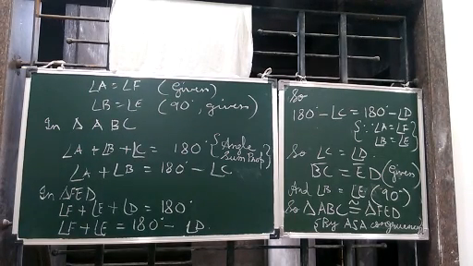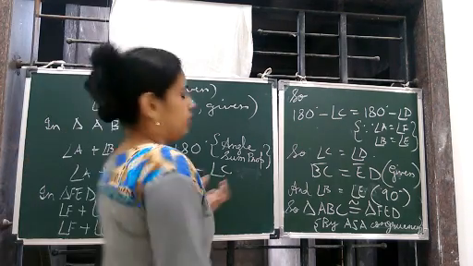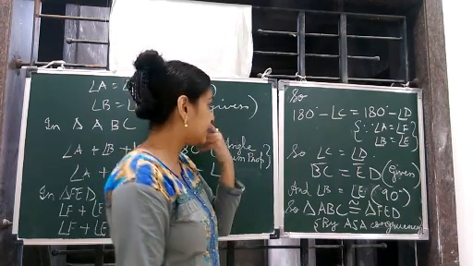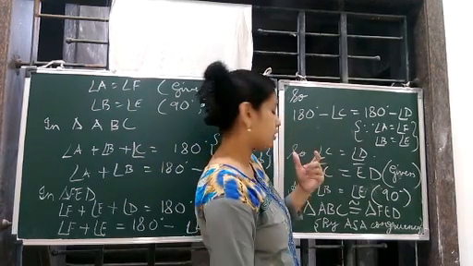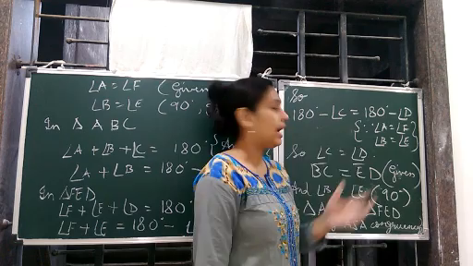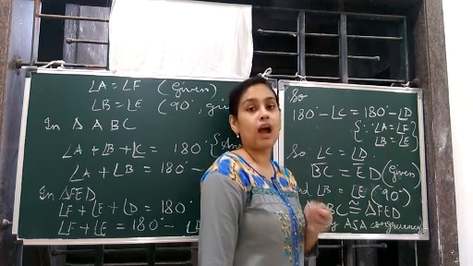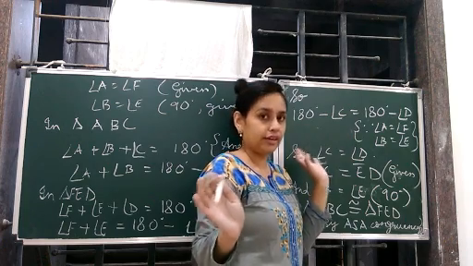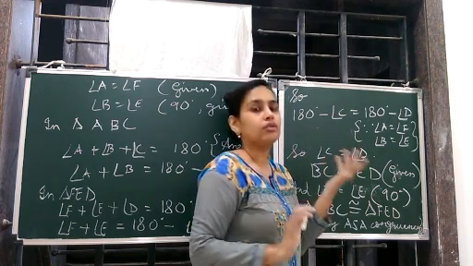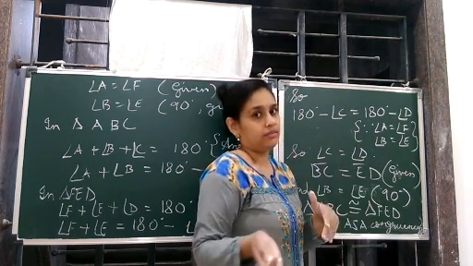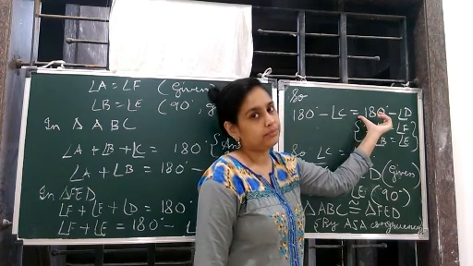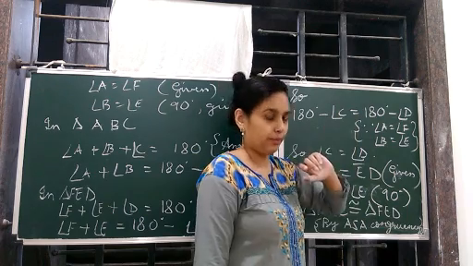Question number 10 is a bit twisted, children. What do I mean by twisted? It is a bit twisted because you have to show angle C is equal to angle D. Now how can you show that? When two angles are already equal to one another, whether the third angle will be equal or not can be proved only by the angle sum property.